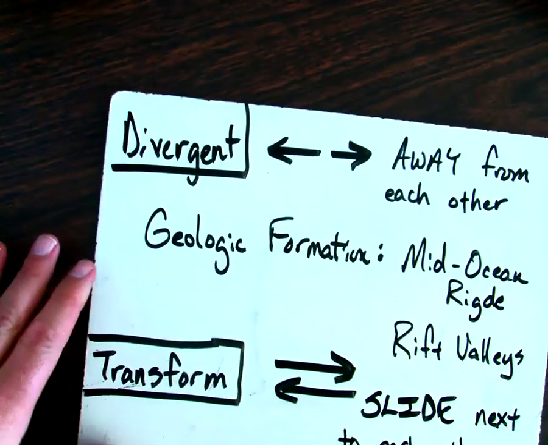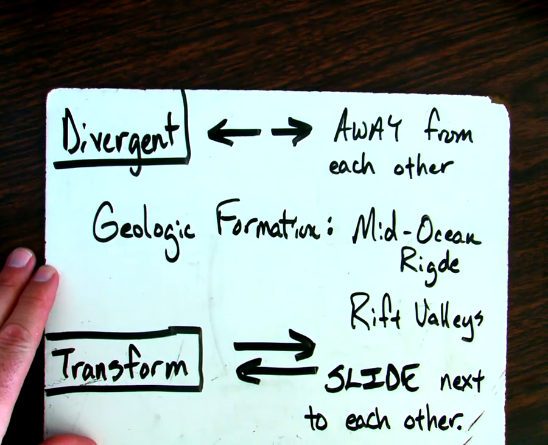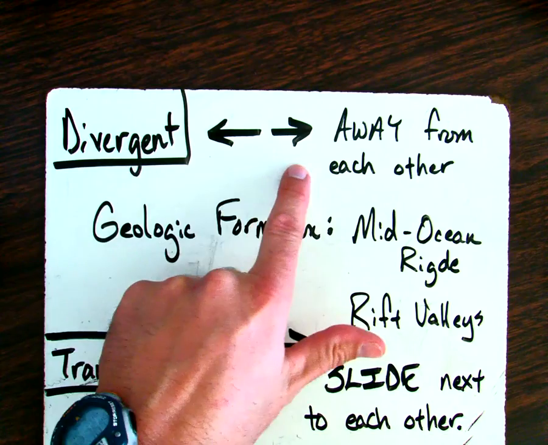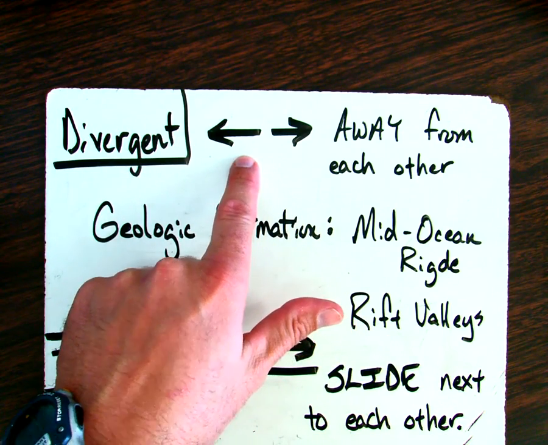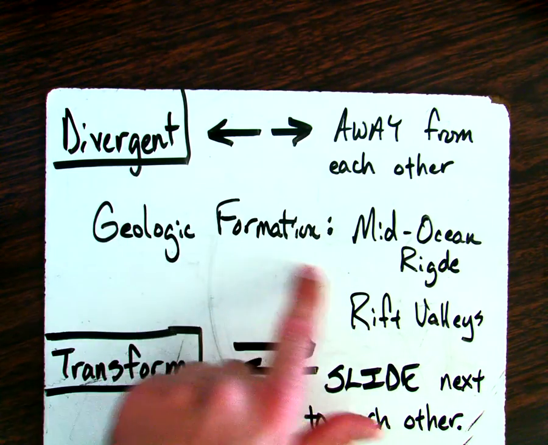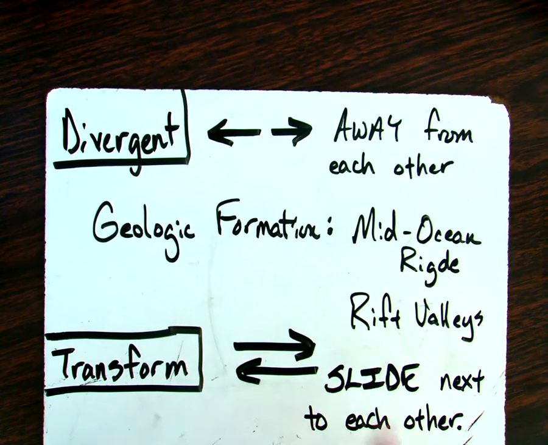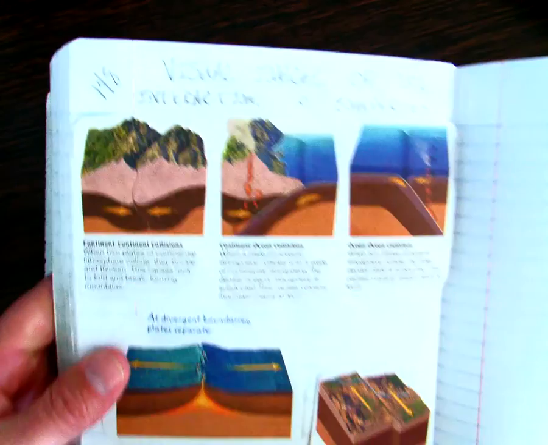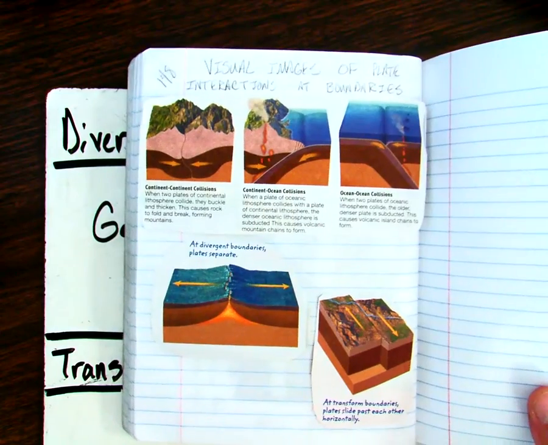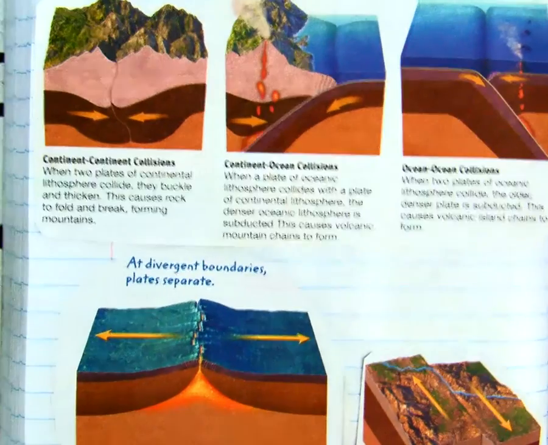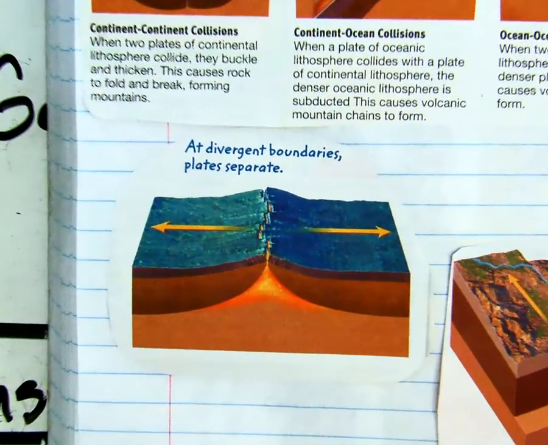Next type of plate interaction that you might see is divergent. All right, well, divergent means to split apart or go away from each other. So we're going to represent that with two arrows that are going opposite directions. Geologic formations that could result are mid-ocean ridges and rift valleys. So we're going to look back here at page 148, and we're going to zoom in to the image that shows divergent plate boundaries separate.